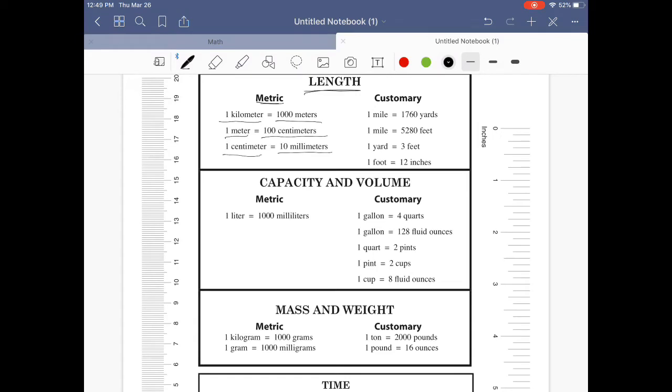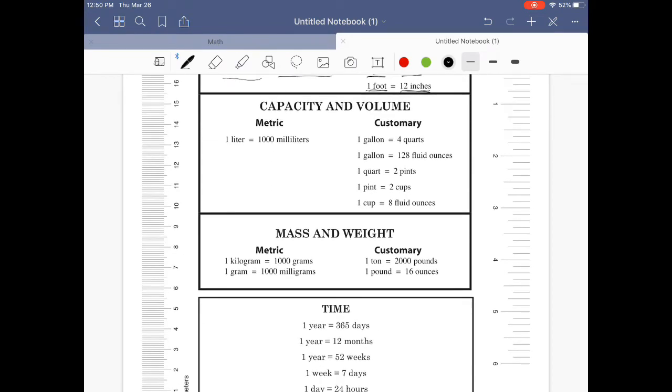So over to our customary units of measurement, measuring length. We have that 1 mile equals 1,760 yards. 1 mile is also equal to 5,280 feet. 1 yard equals 3 feet. And 1 foot equals 12 inches. So again, those are measuring how long something is.